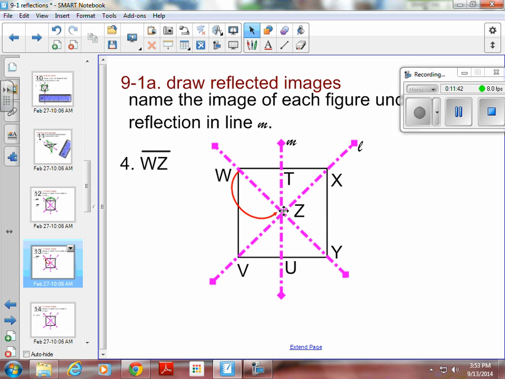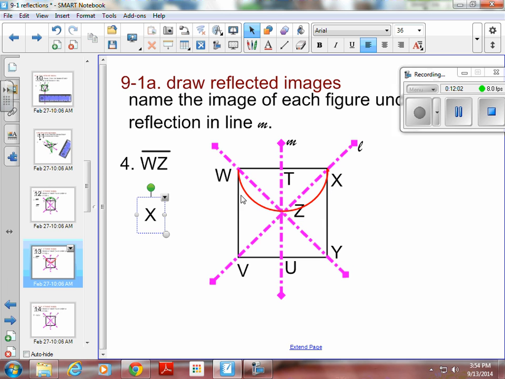And Z is on line M, and we're still reflecting across line M. So W, oops, I'm not doing this wrong. Hold on. Yeah, let's go this way. Okay. So W would reflect across line T, and it would end up on X still. So W would end up on X. And then Z is on line M. Since it's on line M, if you reflect it across line M, it stays on line M, so Z is Z. And so W goes to X and Z stays Z, and then we put our segment on top. So WZ reflected in line M is XZ.